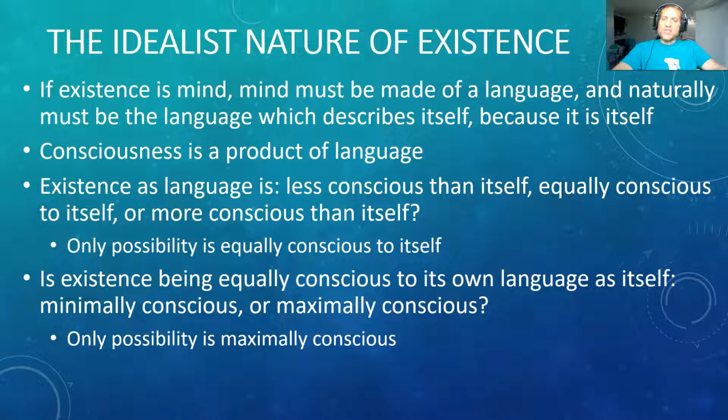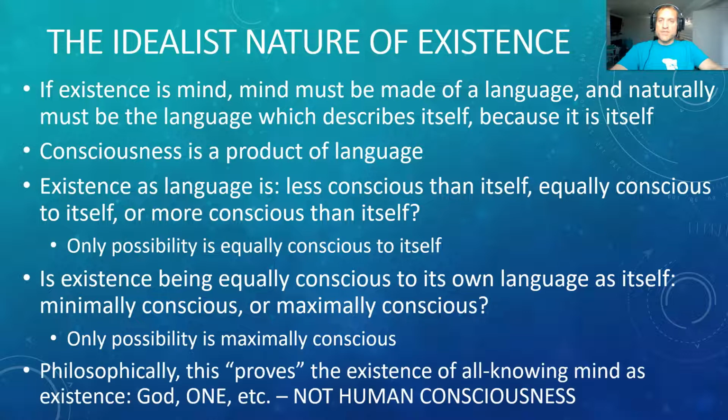It's actually strictly just the definition, the only consciousness possible. It's probably better to call that maximally conscious. It probably makes more sense in the mind to call it maximally conscious. It doesn't make sense to call it minimally conscious. The only possibility is that it defines what consciousness is. And so that would be maximal possible consciousness, okay? So philosophically now, this proves the existence of an all-knowing mind as existence.